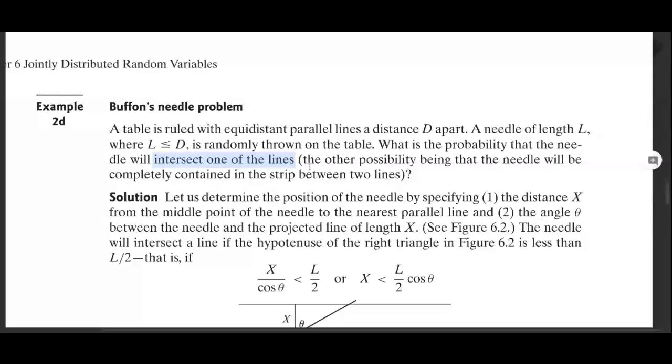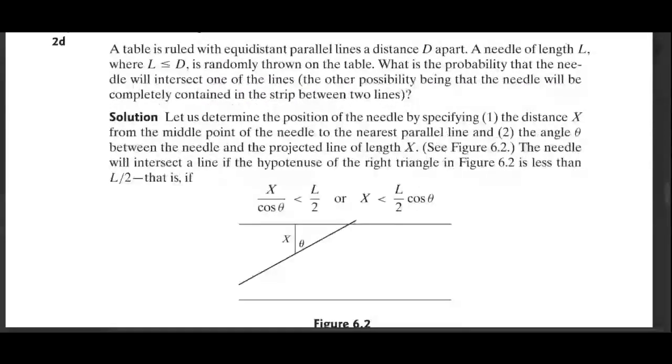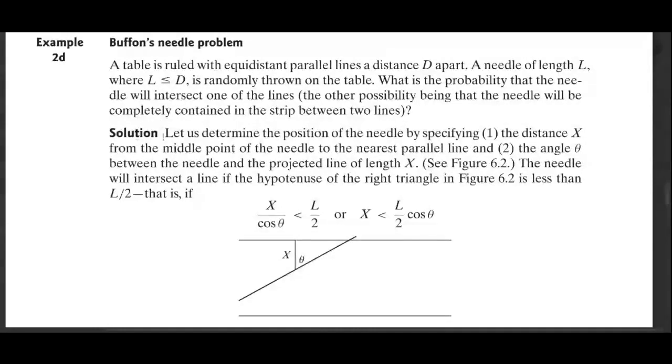Otherwise, it could intersect only one of the lines instead of two of the lines. It's easy to think it landed on two of the lines, because it's less than or equal to the distance between two lines. Interesting. Okay, let's see how we do this.